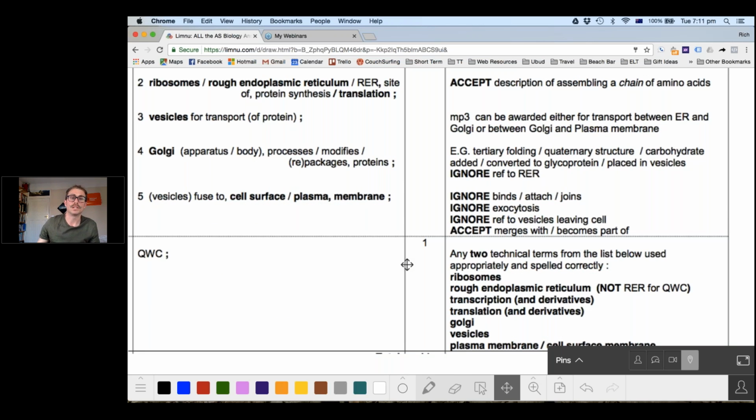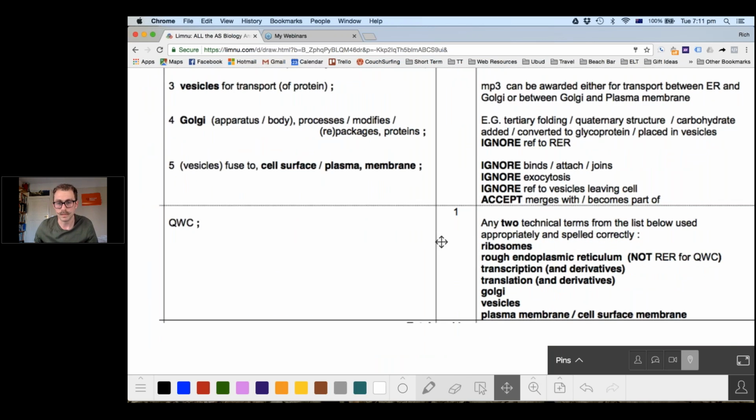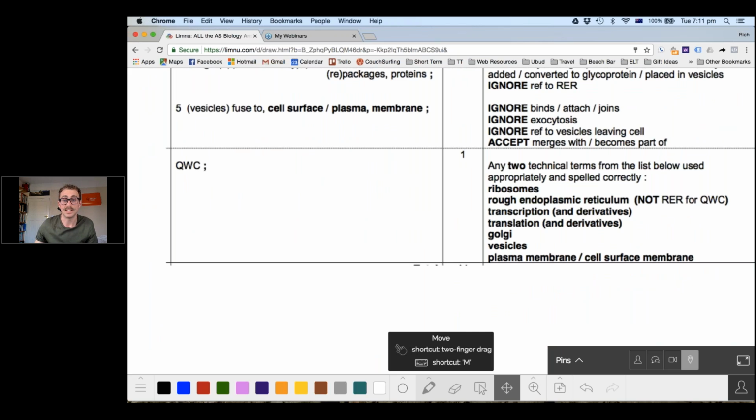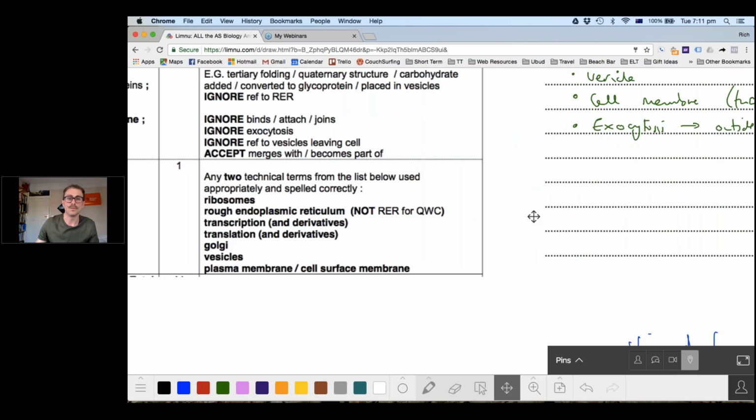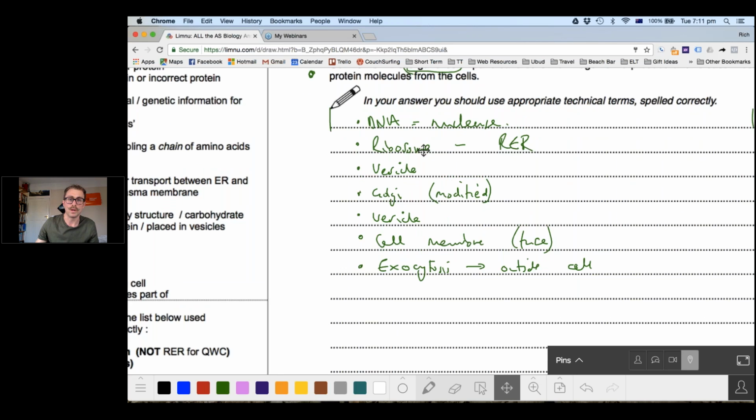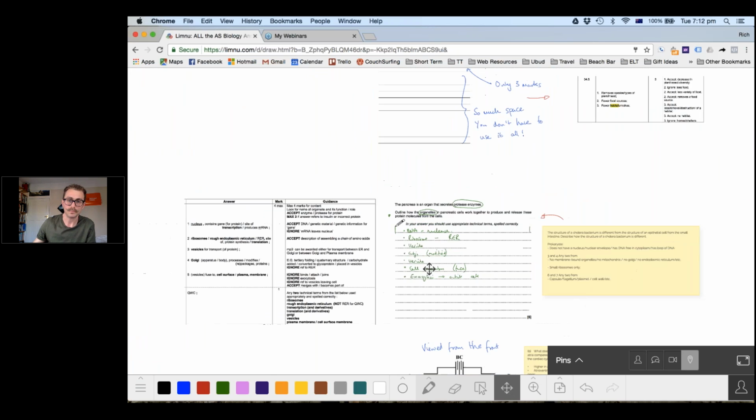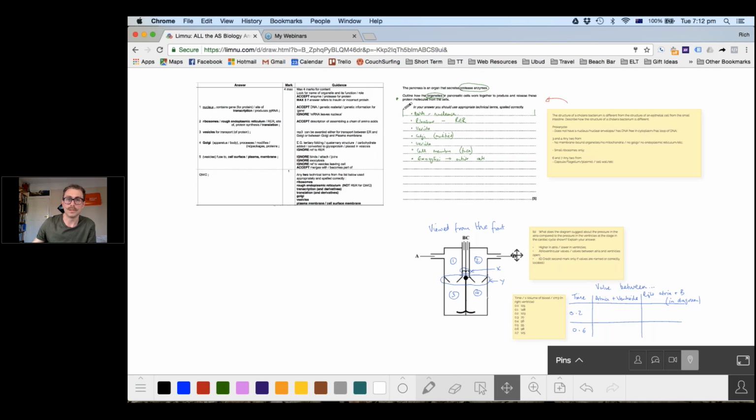And this was actually a quality of written communication mark. I'm assuming you're going to write sentences in a sensible order. So if you write in an incorrect order, if you started this with Golgi and then you went to the endoplasmic reticulum and then you went to the nucleus and then you went to vesicles, like if your answer's all over the shop, that's where you're going to lose those marks for quality of written communication. But if you put it in a sensible order, then you're not going to be doing too badly.